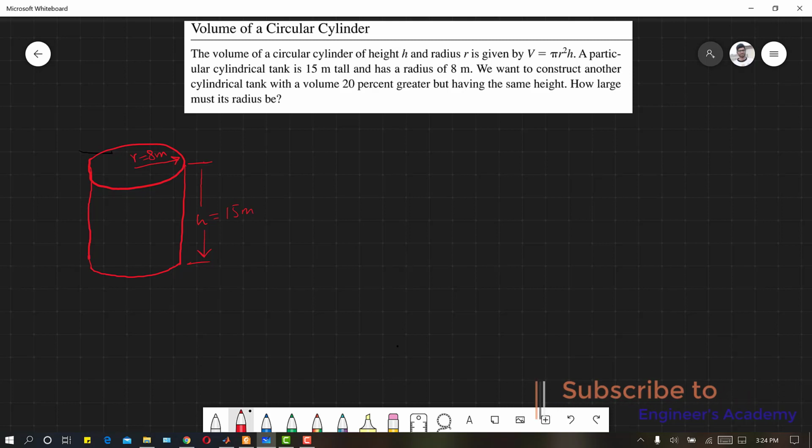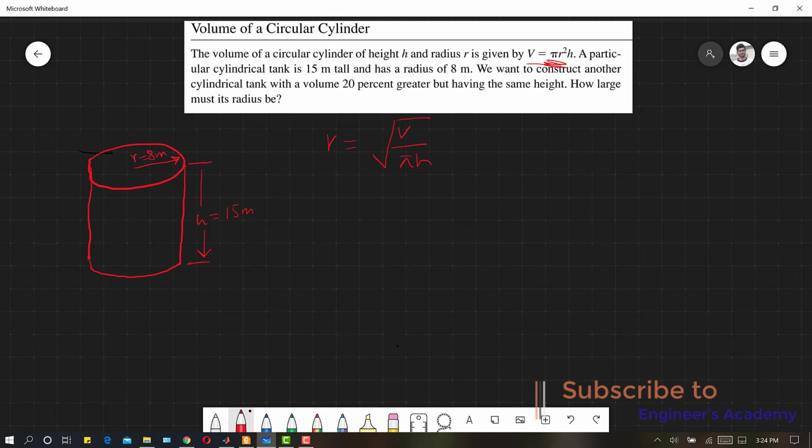This is the given problem that we need to solve. The problem says that we have a circular cylinder of height 15 meters and radius 8 meters, and if we want to design a new circular cylinder with the same height, what would be the radius if the volume of the cylinder is increased by 20%? So how to write this program in a script file? First we need to find an equation for the radius. Using this equation, we can write r is equal to the square root of volume divided by pi h.